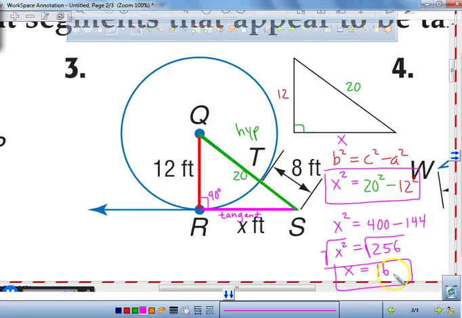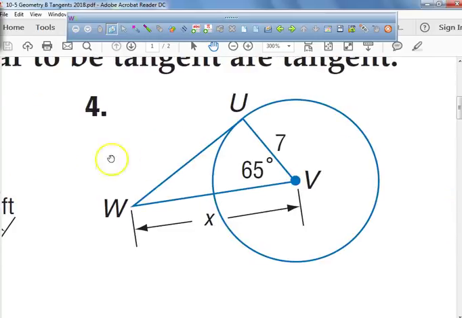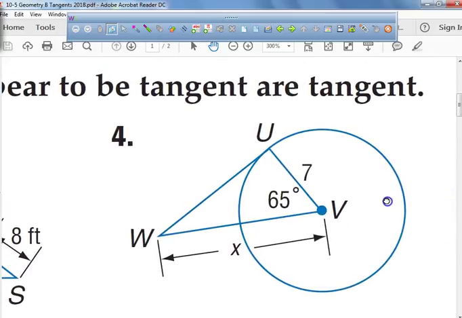And x is equal to 16 units. That's your answer. Now, number 4 is a little bit trickier.